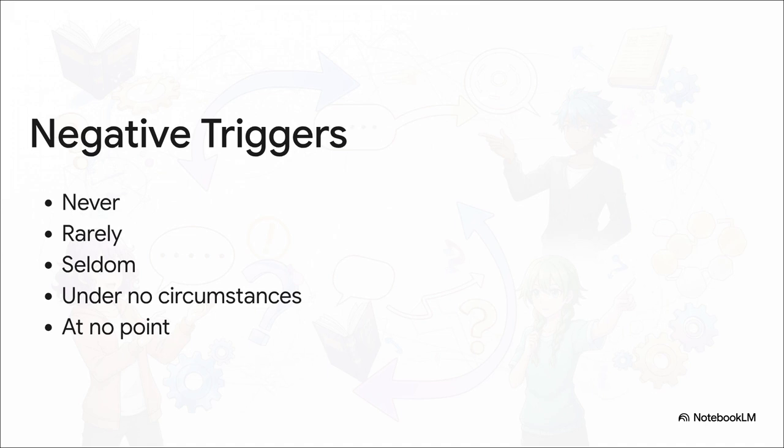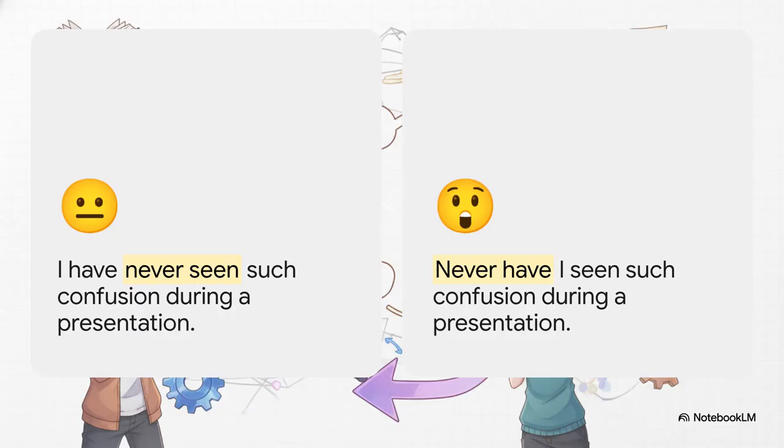Slapping these words at the absolute front of your sentence basically forces your reader or listener to stop and pay immediate attention. Now, what's really interesting about this slide is the sheer difference in impact. You could easily write a standard sentence like, I have never seen such confusion during a presentation. It's accurate, sure, but by shifting that negative word to the front, never have I seen such confusion during a presentation, the sentence becomes remarkably stronger.